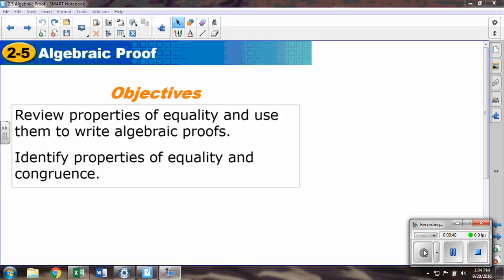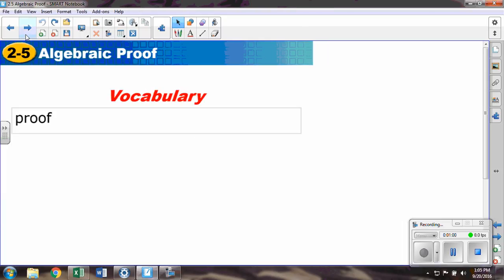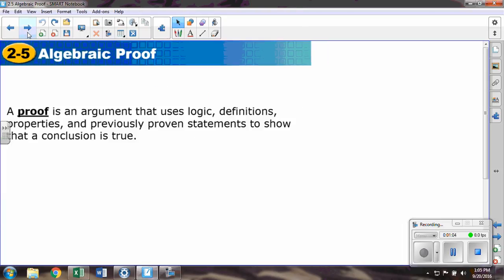And so we are going to review some of the rules from algebra and use those as justifications to write up an algebraic proof. Furthermore, when we have equations, we want you to be able to represent and say, I recognize what this thing is. And so our first component that we need to address is what a proof is.